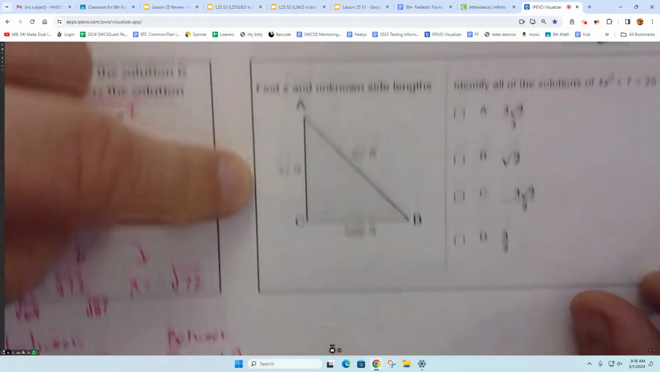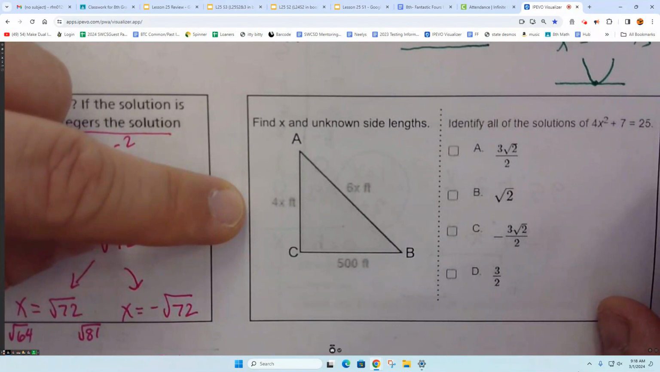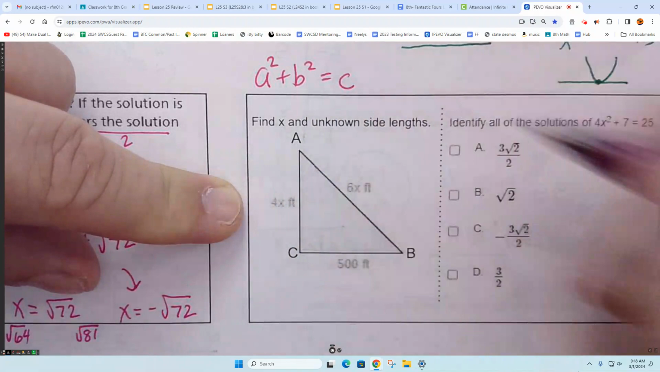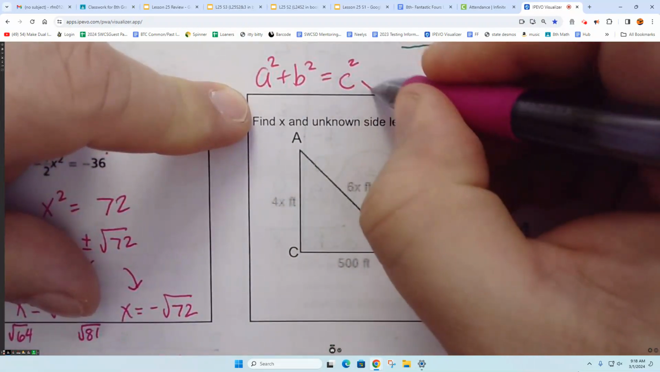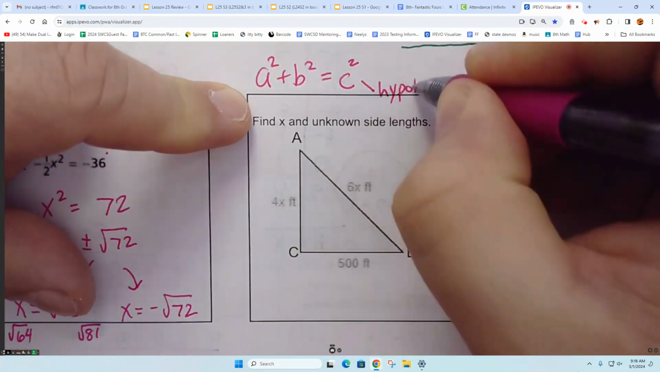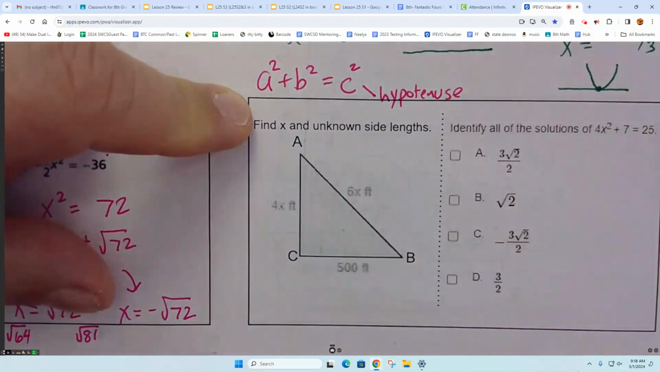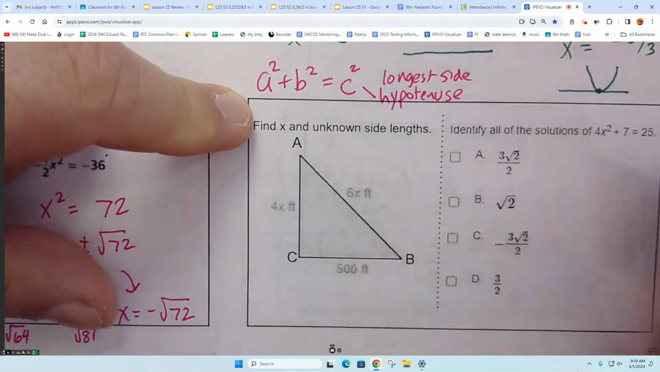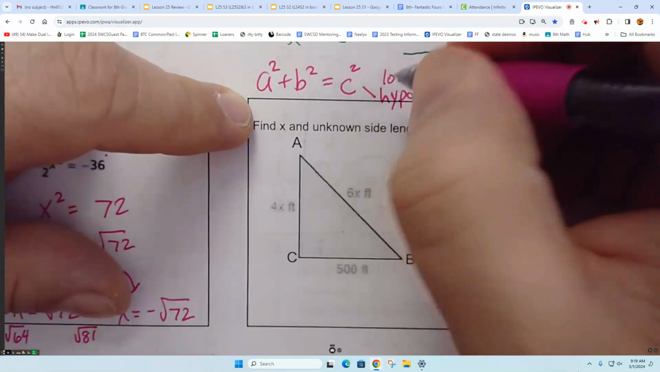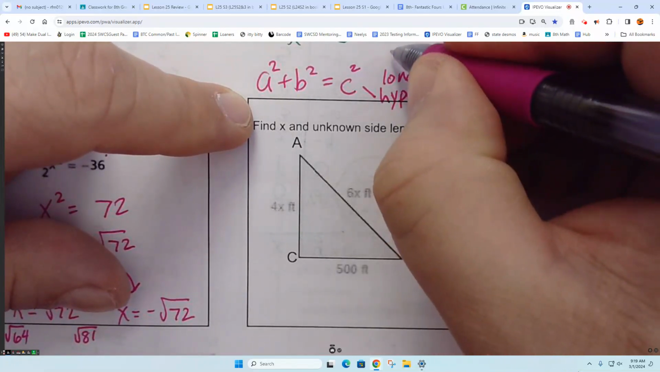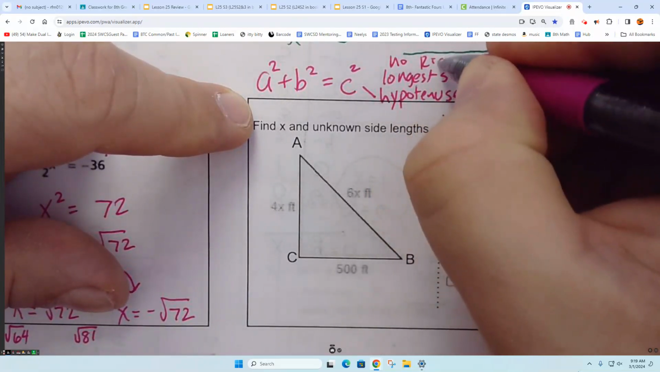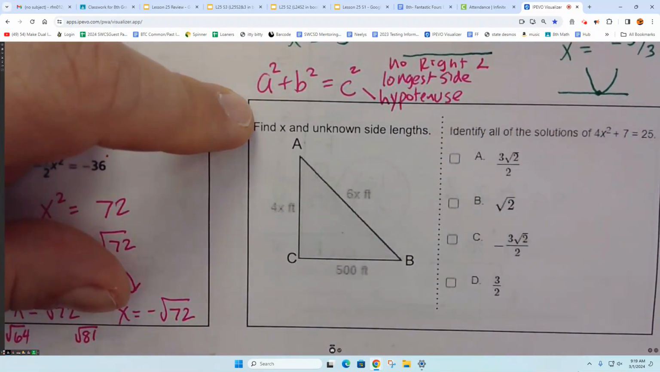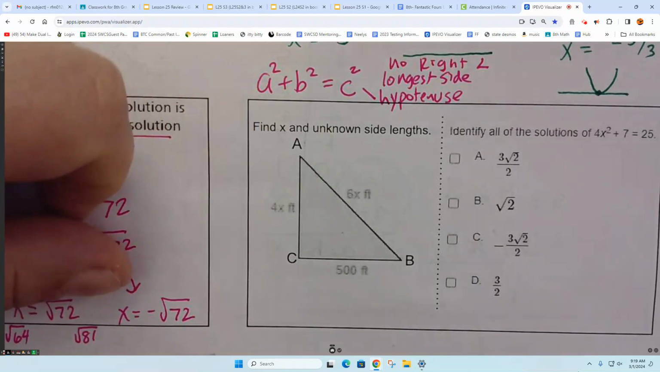Next one, Pythagorean's most famous theorem. Anyone know it? Good. C squared, C has to be the hypotenuse. Okay? Hypotenuse is the longest side. And it doesn't have the right angle. Okay, so that's the three things that can tell me which is the hypotenuse. The other parts, it doesn't matter.